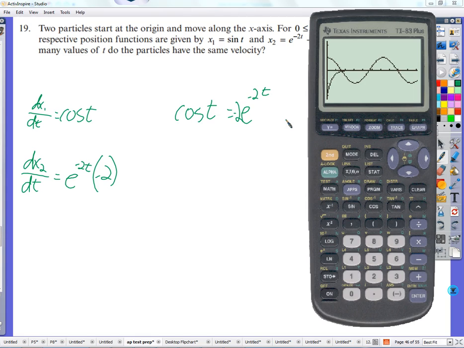Do we need to go second calc intersection? Why? What's the question? How many times do they have the same velocity? How many times does it look like? Three. Crosses here. It gets closer and closer to zero, but it's still there. Crosses again. They intersect again.